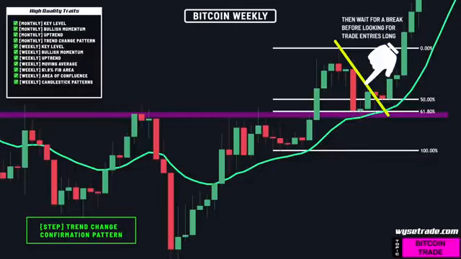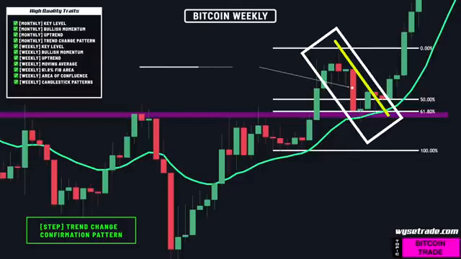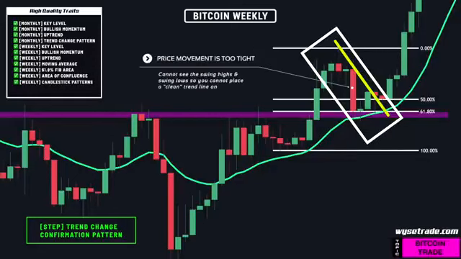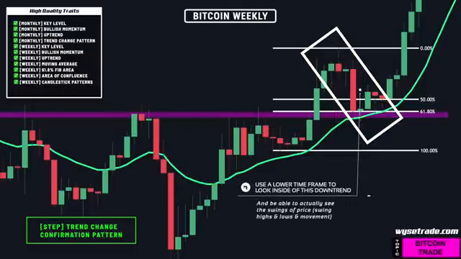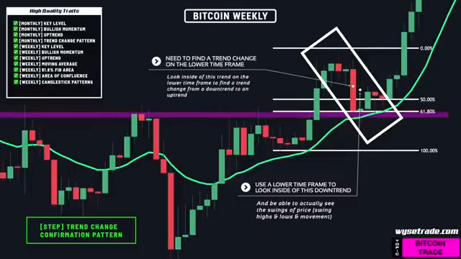Now, the issue with trying to put a trend line on this current trend is that price movement is too tight and we cannot clearly see the swing highs and lows. So if we were to put a trend line up close and tight like this, it'll result in fake and false breakouts. So again, to get around this problem, we need to use a lower time frame to look inside of this pullback where we can actually see the swing highs and lows of price, and then be able to look for price action that shows a trend change from a downtrend to an uptrend.